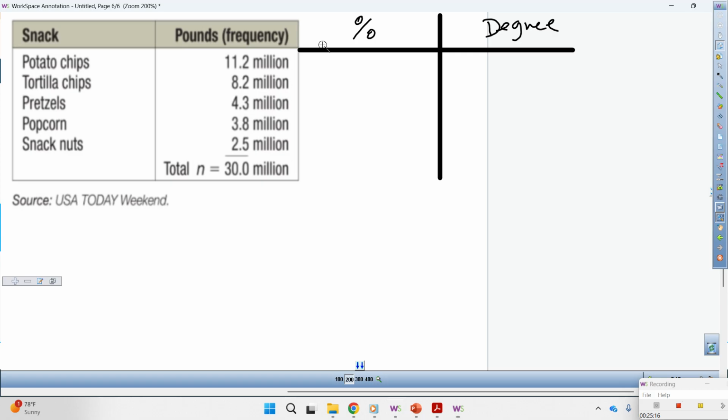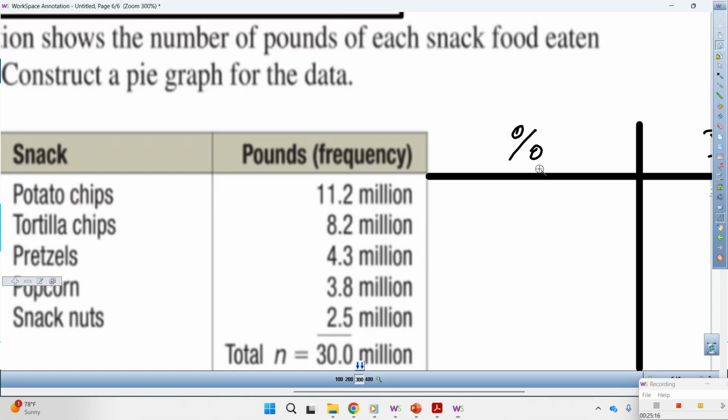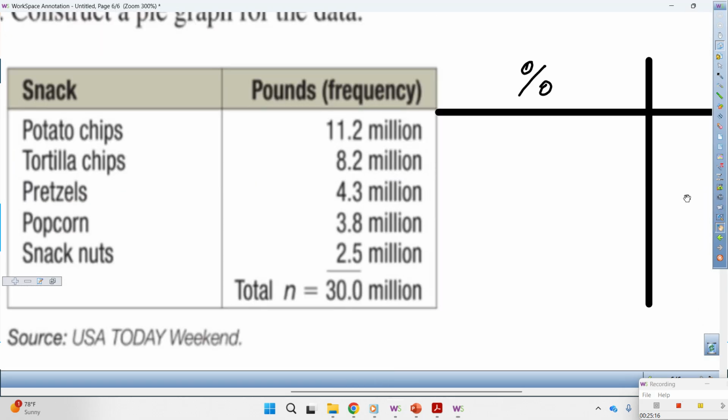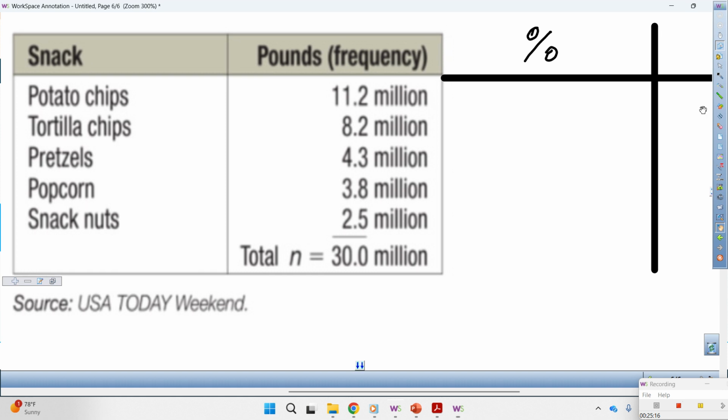All right. Let me zoom in a little bit more. I'm going to start with percent. Y'all ready? Here it goes.